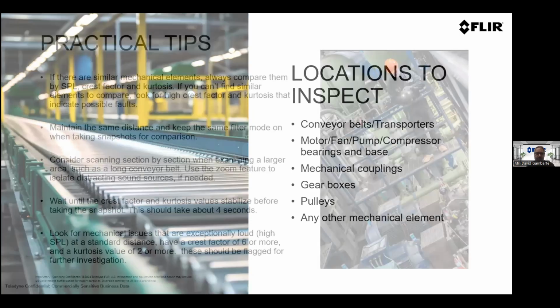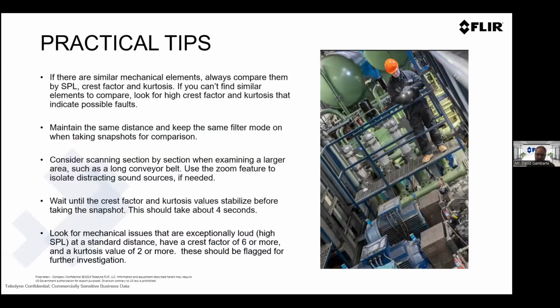Practical tips. We're going to go through these, as we explained some of this information already. If there are typical mechanical elements, always compare them using SPL, crest factor, and kurtosis. Compare mechanical elements where you find a potential fault with the camera to other, potentially healthy elements that are similar to it. If you can find similar elements to compare, look for high crest factors and kurtosis that indicate possible faults, of course.